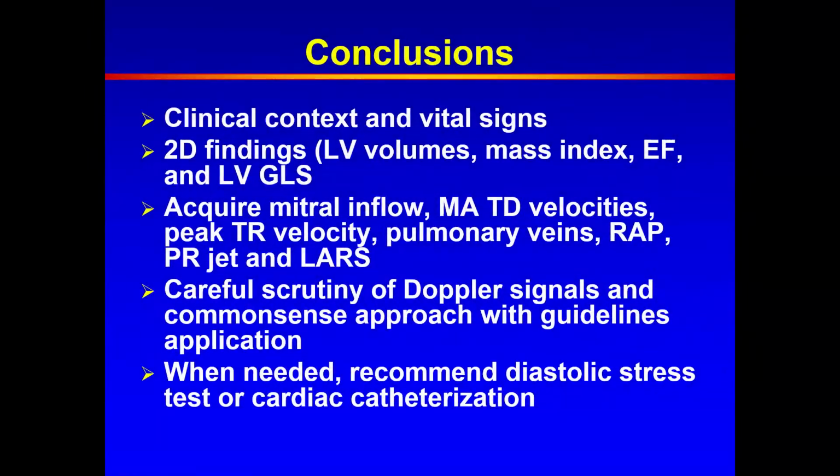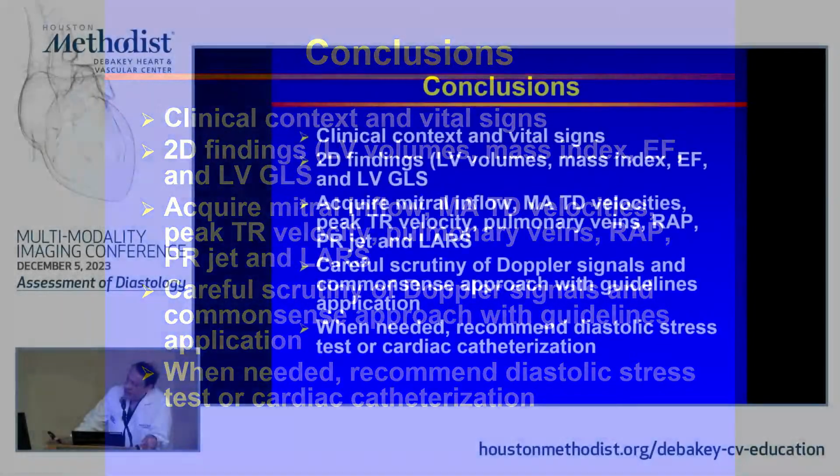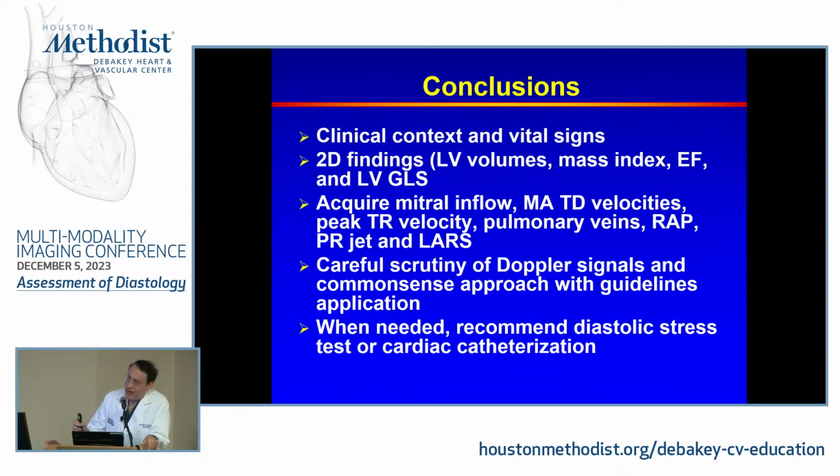And so finally, when we look at diastolic function, we need to look at the clinical context. We need to look at the heart rate and the blood pressure. We need to look at the 2D data, volumes, mass index, ejection fraction, LV global longitudinal strain. Look at the signals that you acquire and their quality. You should record pulmonary veins. If needed, we take into account right atrial pressure, pulmonary regurgitation signal, LA strain. And then apply some common sense and scrutinize what you have to the clinical situation presented.